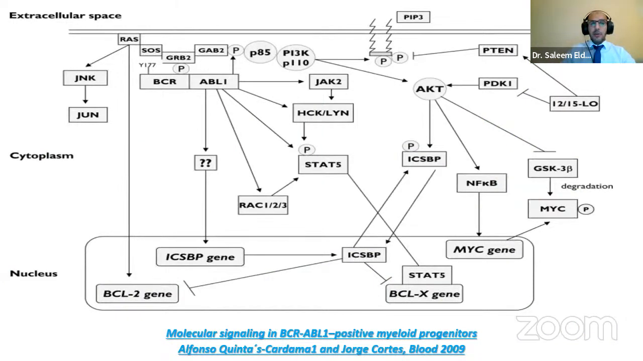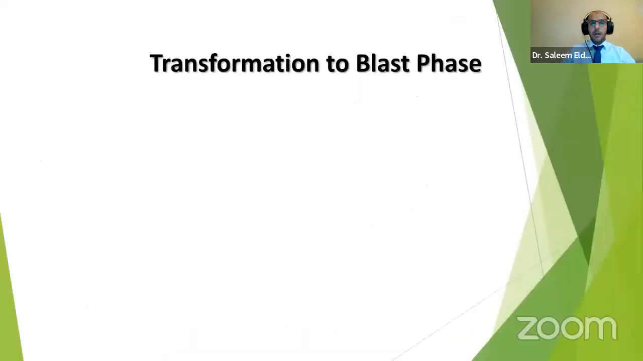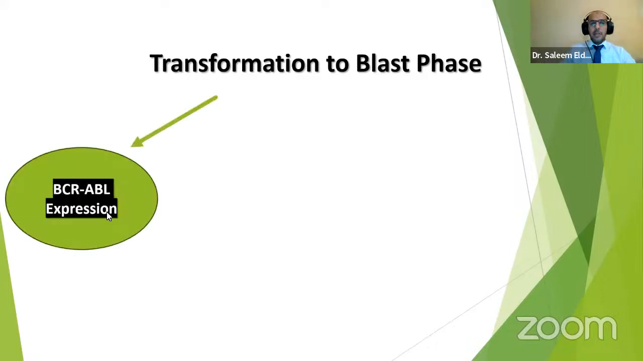This figure shows you the complex molecular signaling of the BCR-ABL positive myeloid progenitor cells in the cytoplasm and the nucleus. So when chronic phase CML transforms to blast phase CML, additional pathophysiologic mechanisms are needed. The continuity of the BCR-ABL expression or signaling is of paramount importance for the blast phase transformation.